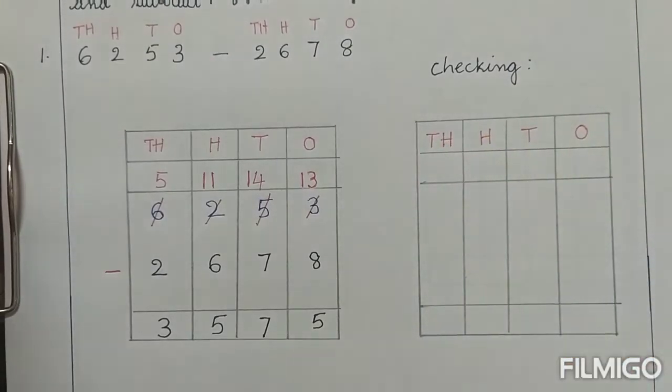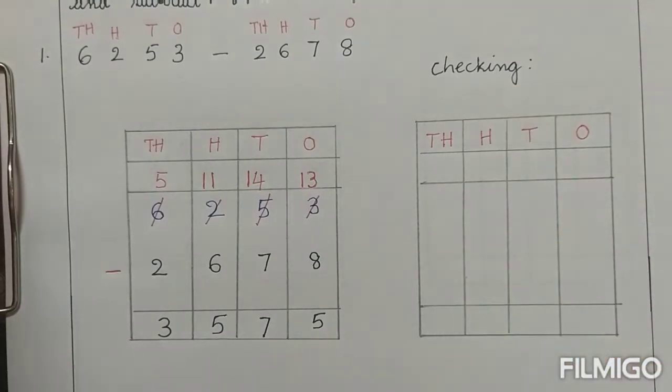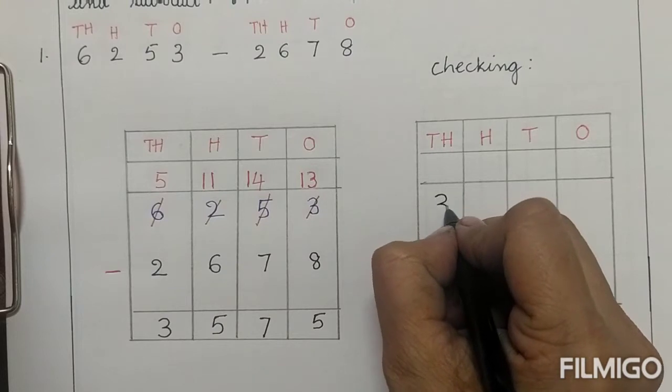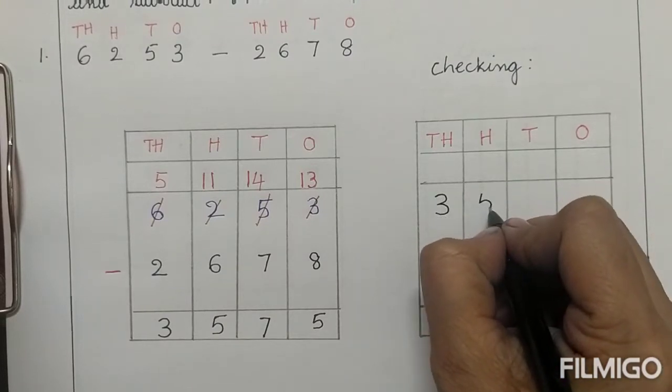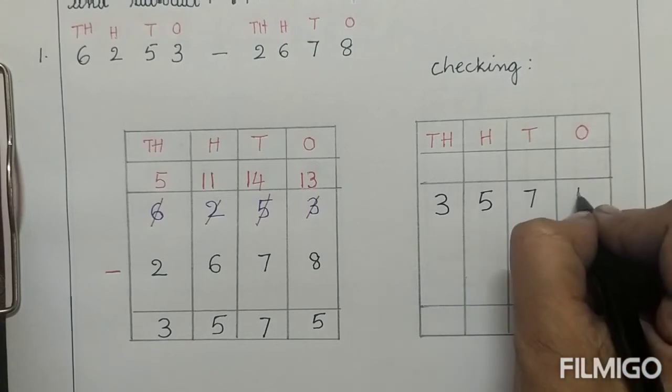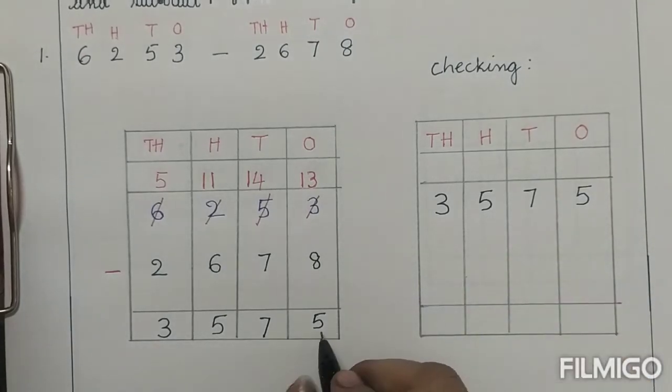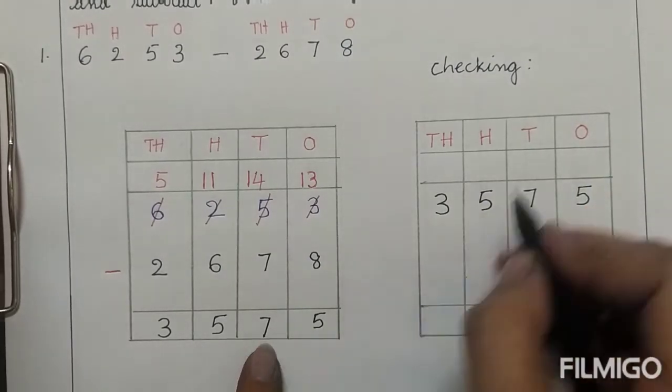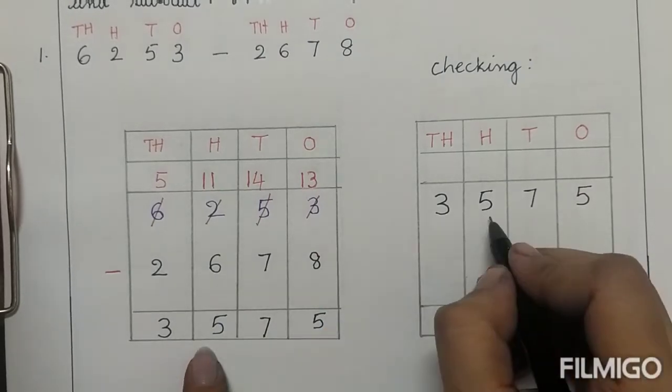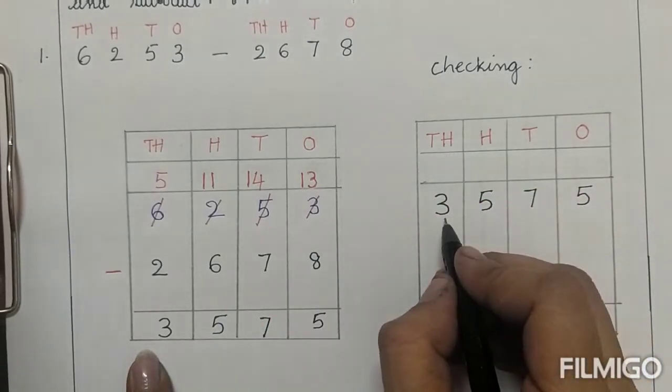Here children, remember what are the numbers we are taking here? The difference. So whatever the answer, whatever the difference you got from these two numbers, that we will take. So shall we take that number first? According to the place values we have to write. See here, 5 in ones place, 7 in tens place, 5 in hundreds place, and 3 in thousands place.